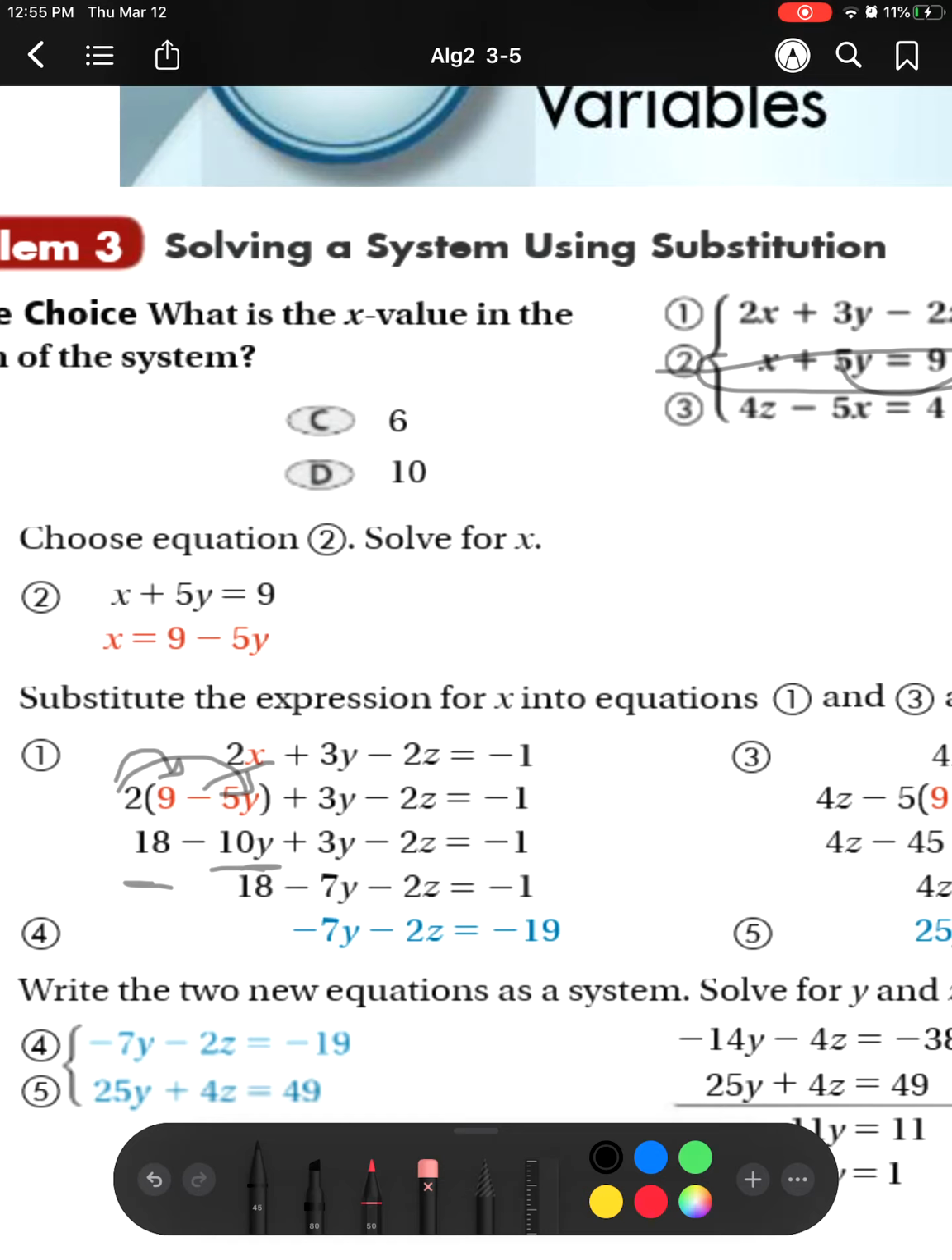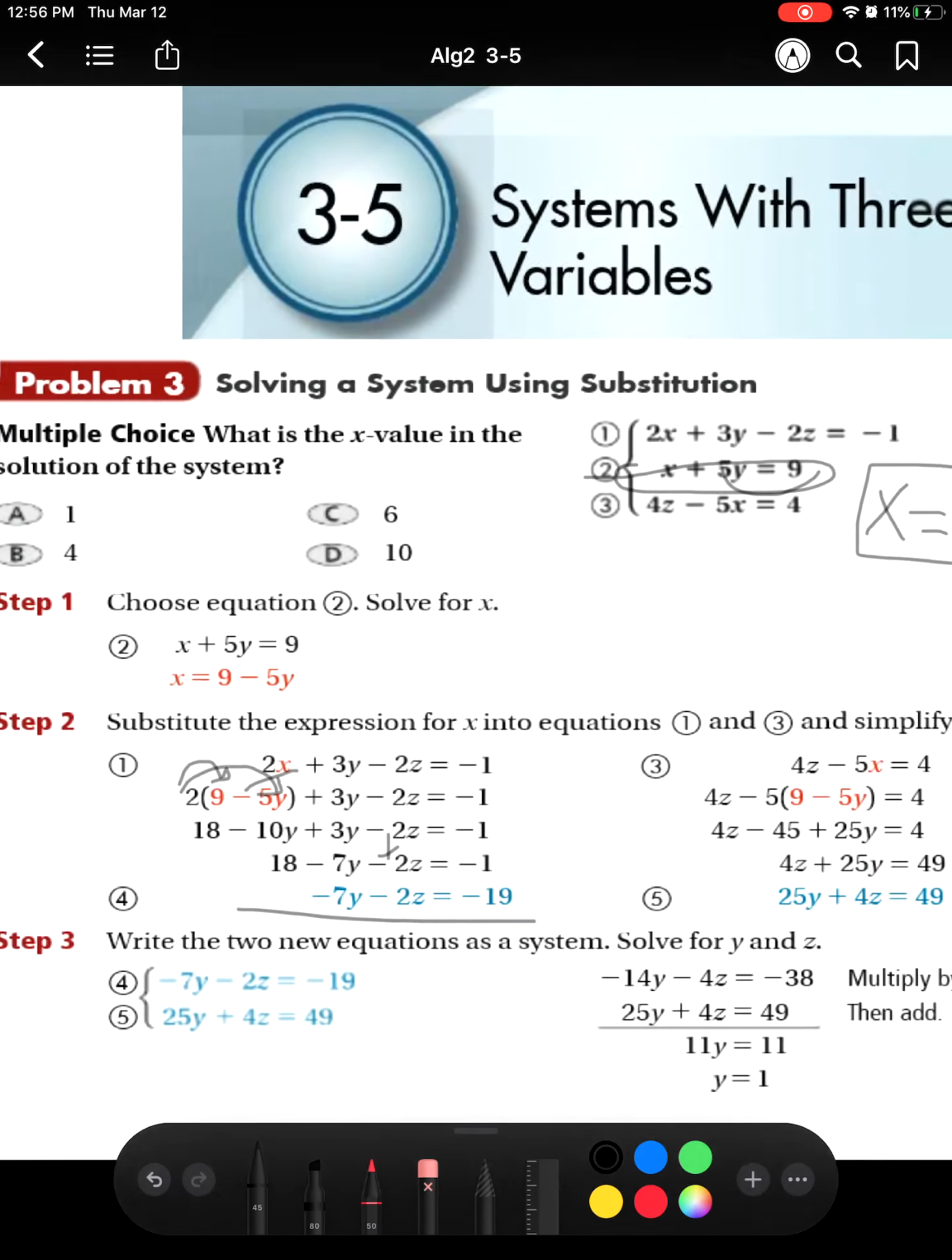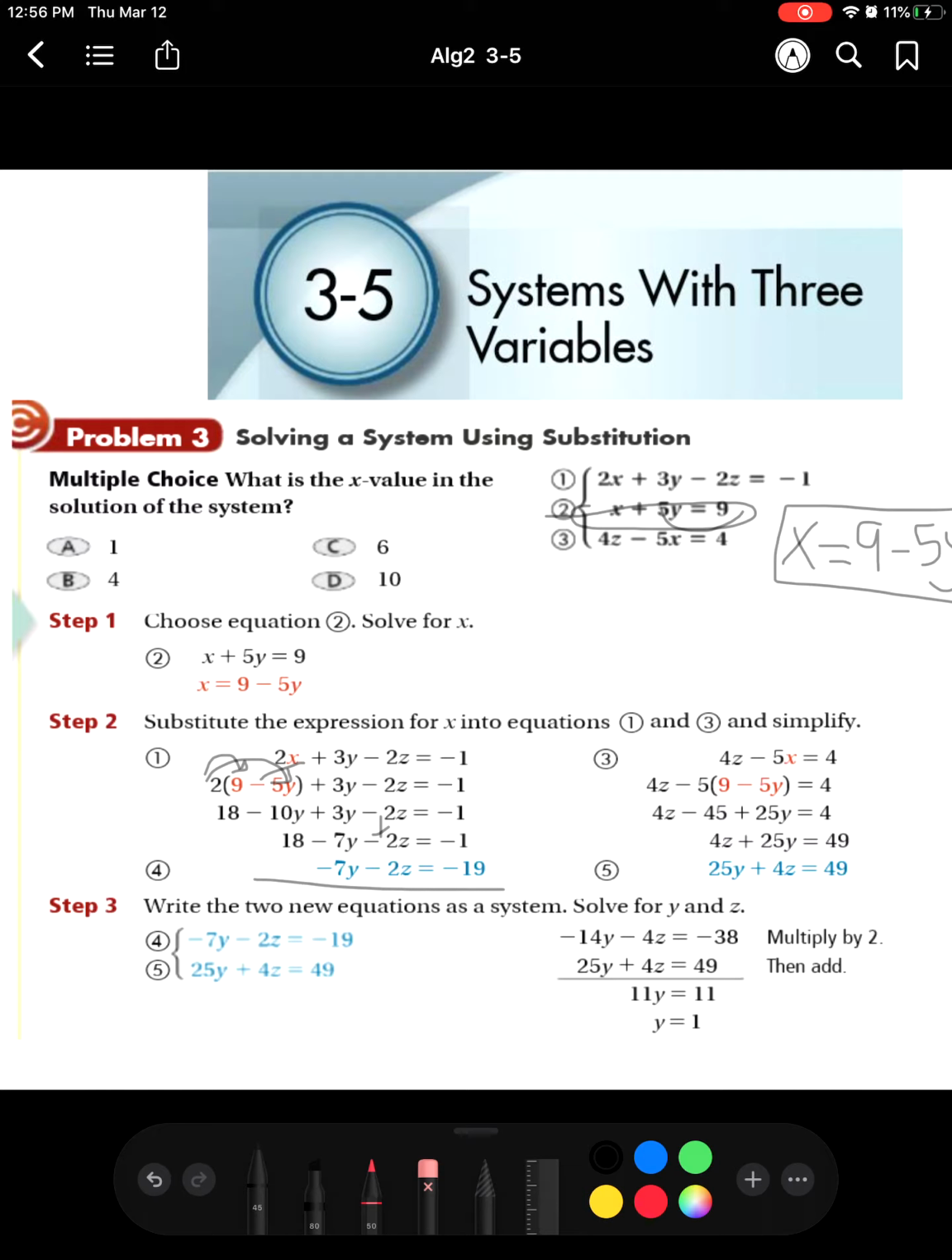I will combine the like terms, negative 10y plus 3y, it will give me negative 7y. I don't have another term, the 18 is in here still, and the z I have the same, equals negative 1. I will move the 18 to the other side, so it will be negative 18, and it will be added with the negative 1 to be negative 19. And this is my fourth equation. I was able to get an equation with 2 variables.